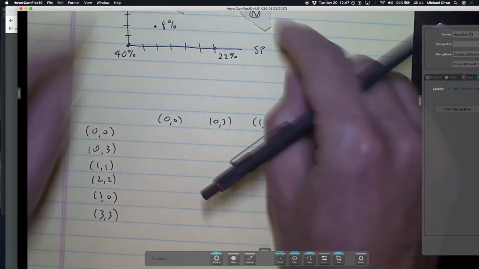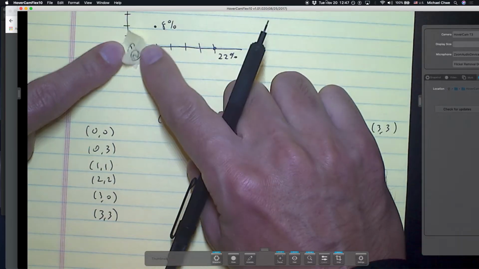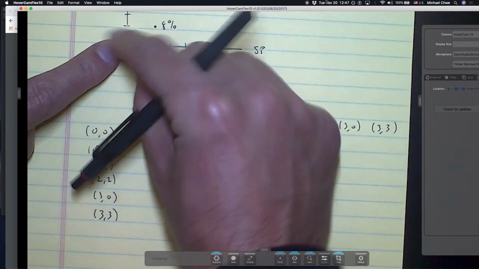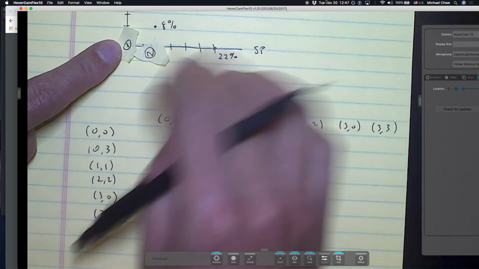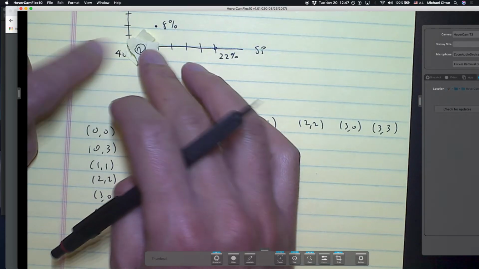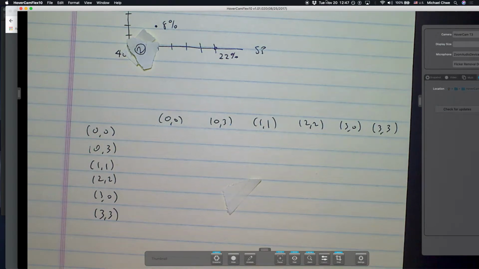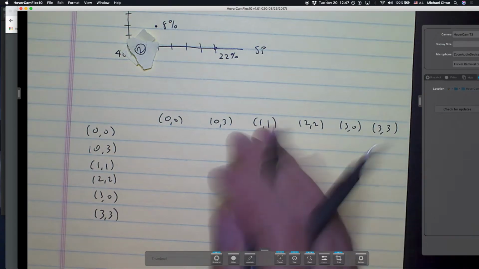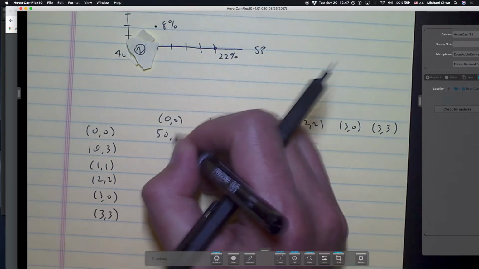Okay, what if both candidate 1 and candidate 2 are at 0, 0? Do you see my little piece of paper? So who's going to vote for candidates 1 and 2? How many votes are each going to get? 50-50, right? They're just going to split everything. So that's easy. Anytime you're in the same spot, you're at 50-50.